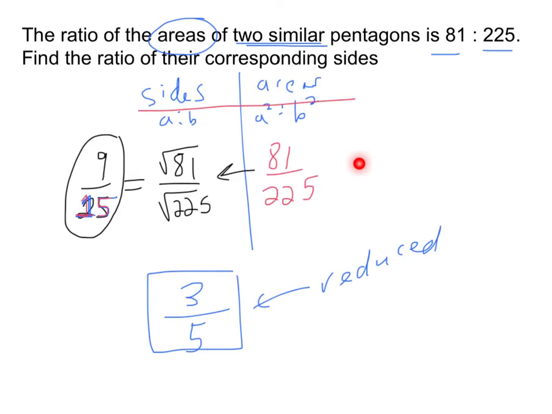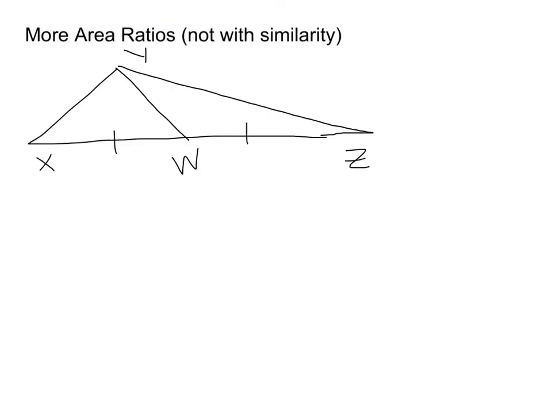So here, let's say the problem asked you for the ratio of the areas of triangle XWY to triangle WYZ. That's what we're going to try and find. Now keep in mind, these two triangles are not the same shape. They are not similar. But area ratios, or ratios, are just a comparison.